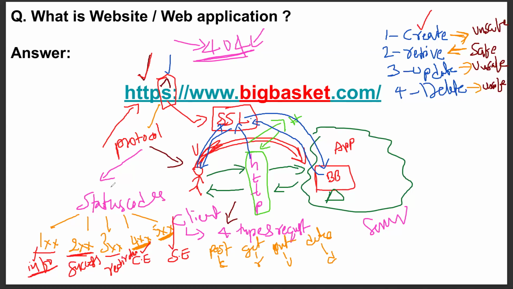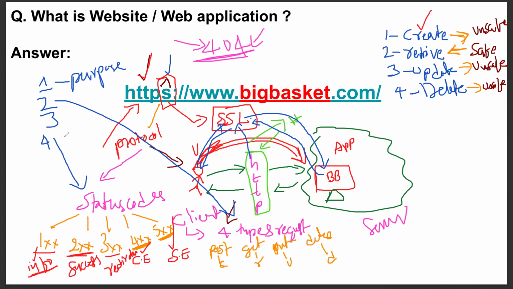I believe everyone is clear on what HTTP is, guys. Three things you should know. First, you should know the purpose of HTTP. I think everyone is clear on it. Second, you should know its four request types, the HTTP request types. Third, you should know the status codes. And the fourth thing, guys, you should know the difference between HTTP and HTTPS. I believe everyone is clear on these four concepts, guys.